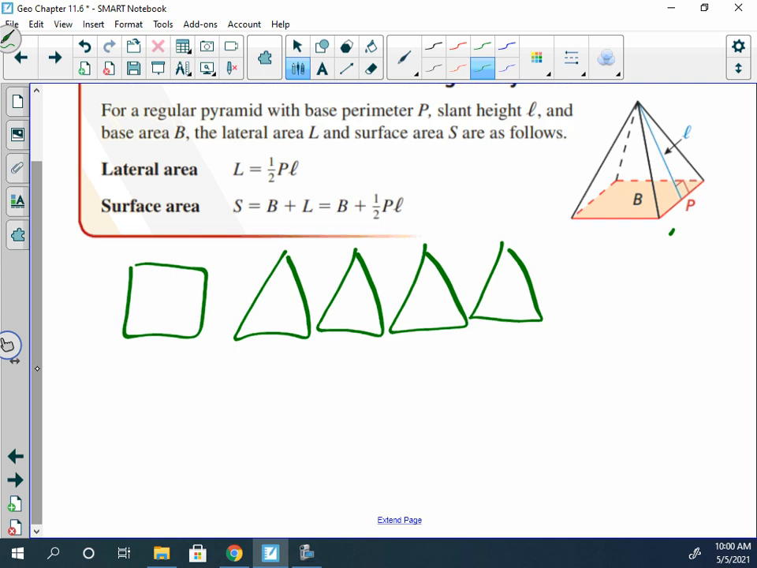Now the area of the base for a rectangle is just going to be base times height, length times width. And for a triangle, it's 1/2 the base times the height. And that'd be the same for all of these here.